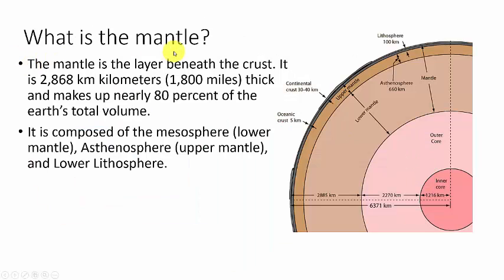So what is the mantle? The mantle is the layer under the crust, and it's about 2,868 kilometers, or about 1,800 miles thick, and it makes up 80% of the Earth's volume. So it's the thickest layer, and it's also subdivided into the mesosphere, which is the lower mantle right here, and then the upper mantle right here, the asthenosphere, and then the lithosphere. We'll go into another slide explaining what the lithosphere is, because it's actually part of the crust too.